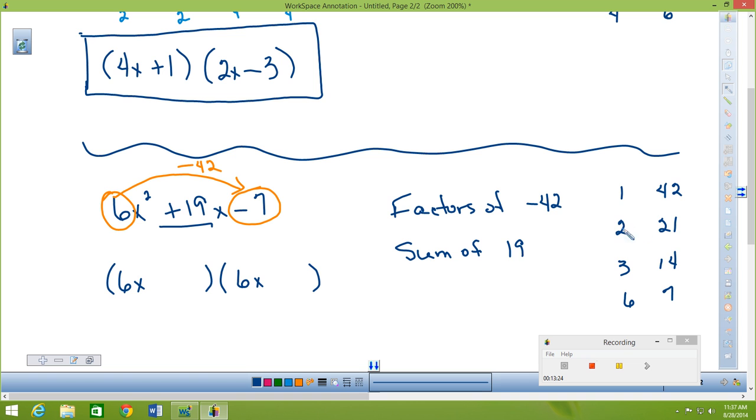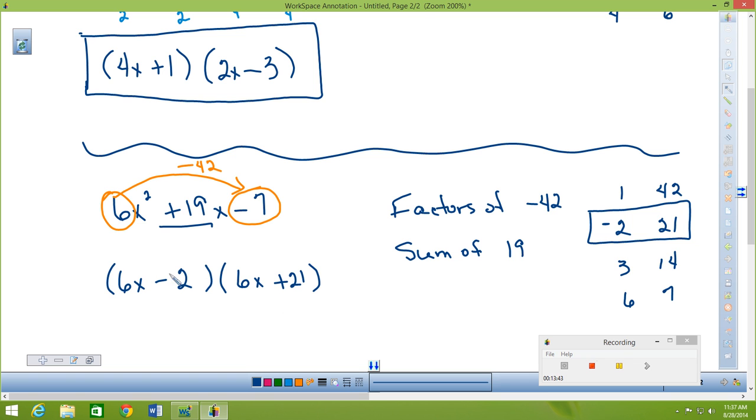Okay, look right here at 2 and 21. 21 minus 2 is 19, isn't it? Okay, so that would be 21 minus 2. This one needs to be negative. Okay, so there's my pair of numbers right there. So I'm going to put minus 2, and I'm going to put plus 21.